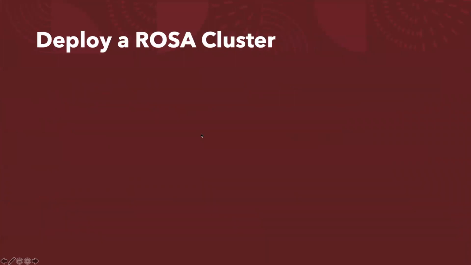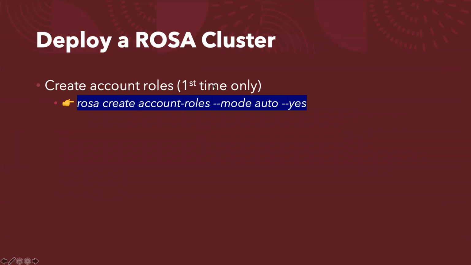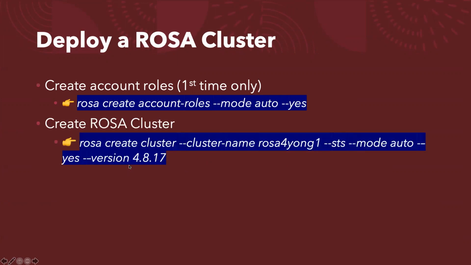So how to deploy a ROSA cluster? First of all, you need to create the account roles. If you haven't created them yet, you only need to run this once. Once you create it, next time you don't have to recreate. Secondly, you copy the whole command, ROSA create cluster, followed by the cluster name. And you can choose the mode. It's automatic, or you can choose manual, which takes more time and multiple steps. I don't choose that. And it's followed by automatically answering yes.